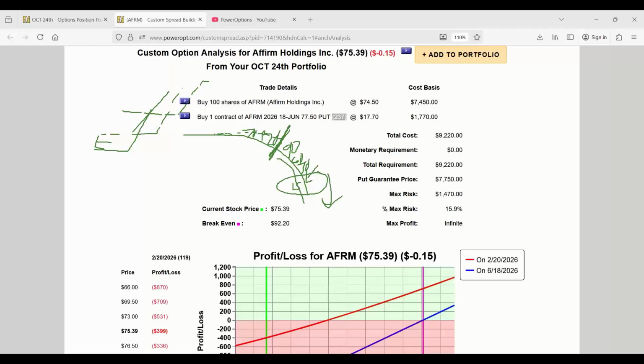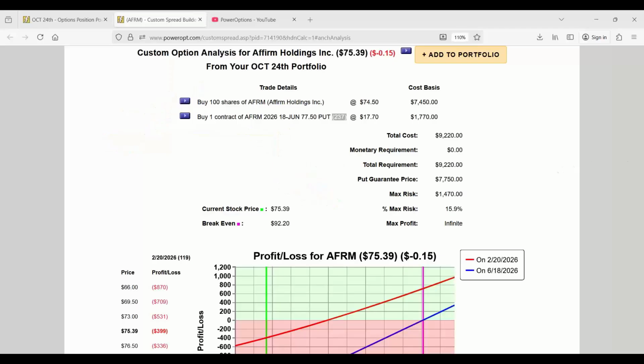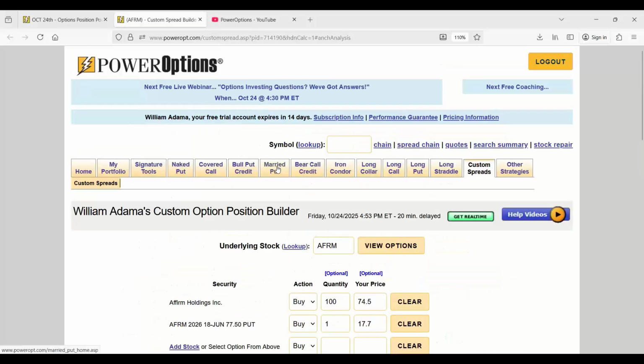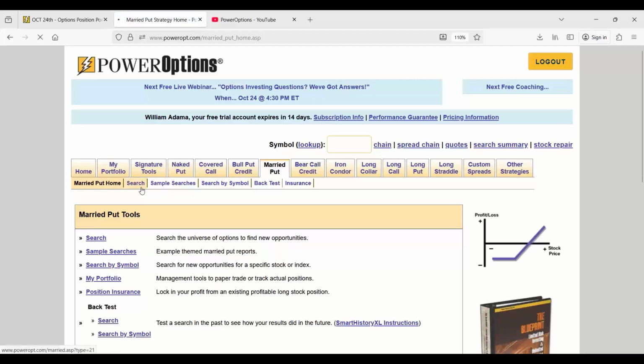All right, so this isn't the position I would have entered following the rules in the blueprint. I would have taken the May position at the 80 strike, most likely, or the June position. I'm not sure which. Doesn't matter. Well, I'll tell you what I would have probably taken, what shows up in the married put. Let's see if it's there. Let me go to the married put search real quick.